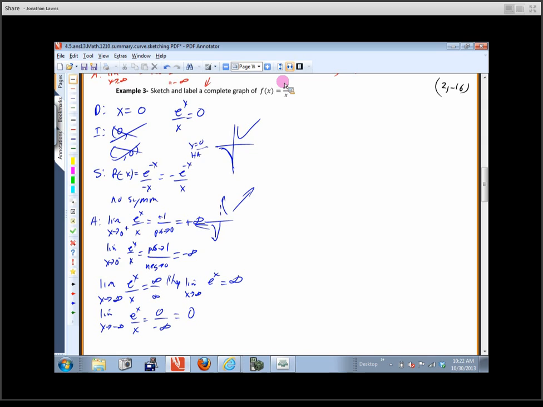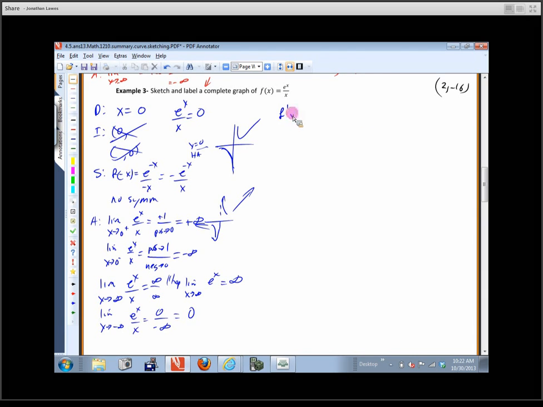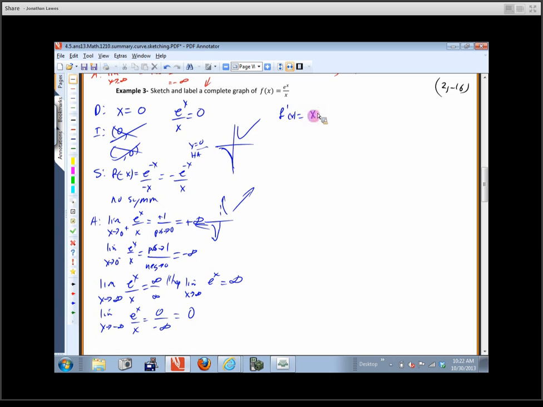Any questions there? So let's talk about increasing or decreasing. We could probably take some guesses here, but it would be nice to know specifically where this changes from increase to decrease, and vice versa. So let's find the derivative. So f prime is going to be bottom times the derivative of the top minus the top times the derivative of the bottom, all over the bottom squared.